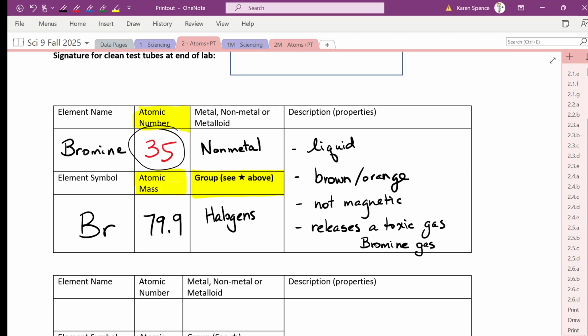Is like a brown and orange. Yeah. Chrome is not. Chrome is silver.